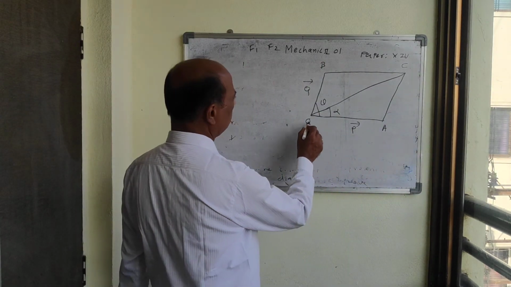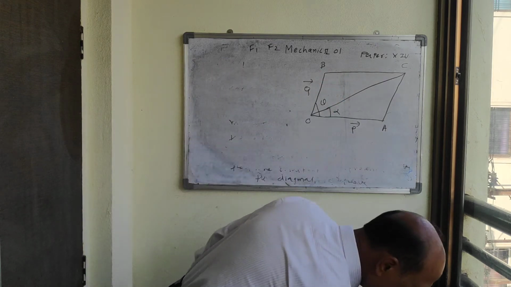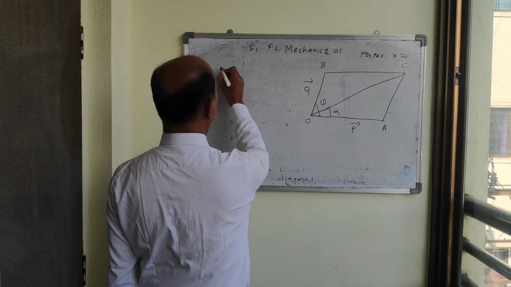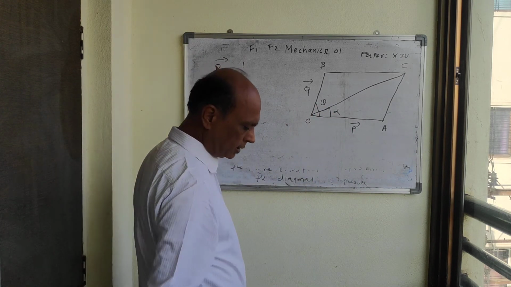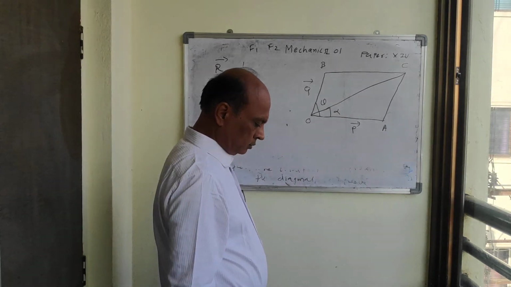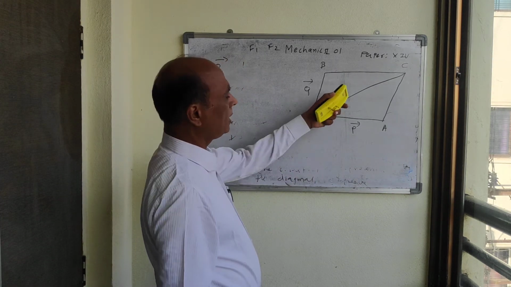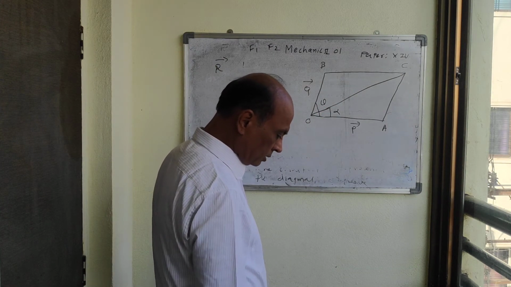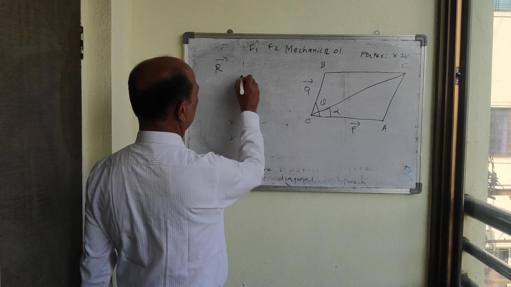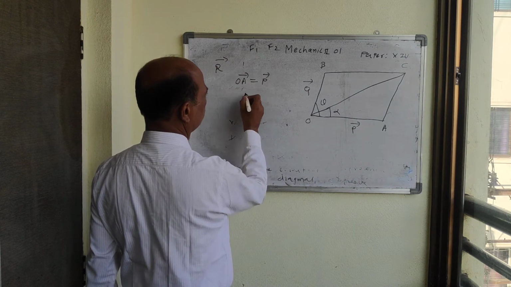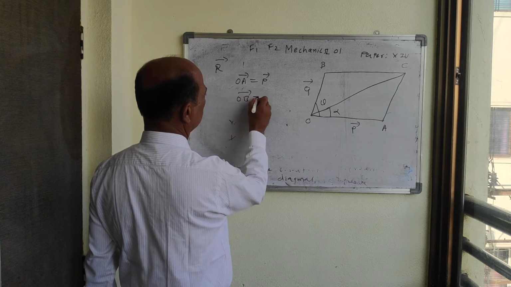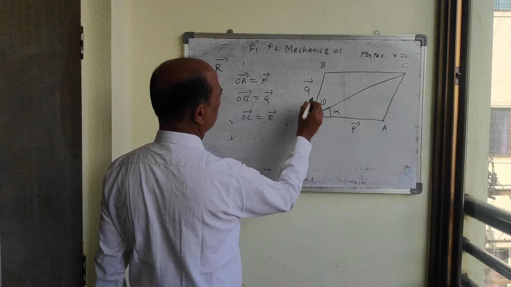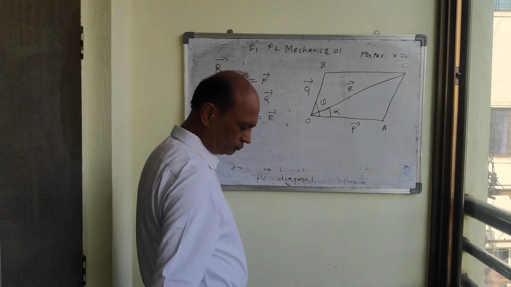Now complete this parallelogram OACB. Then the resultant R bar of the two forces is represented by this diagonal, that is OC. And suppose here OA bar is equal to P bar, OB bar is equal to Q bar, and OC bar is equal to this R bar. Here you write this is the R bar.